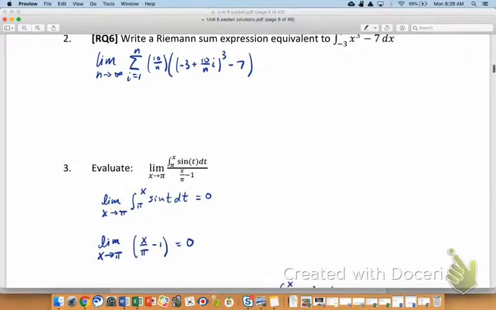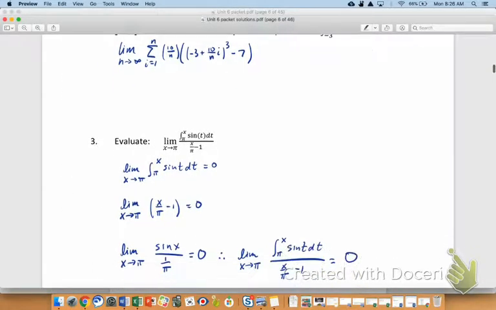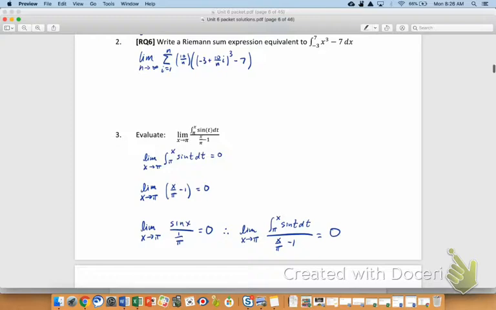There's number 2. And there's number 3. So number 2 looks pretty good for a Riemann sum. And number 3 was a L'Hopital's rule. I ultimately ended up with 0 after all was said and done.